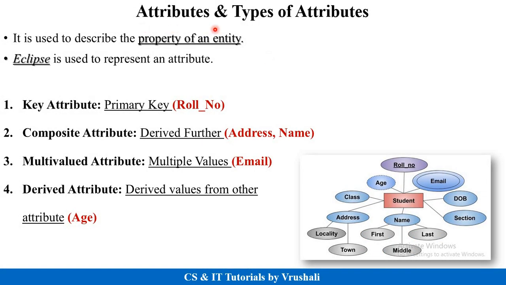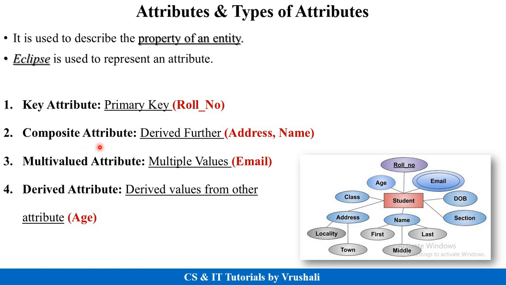Now, attributes and types of attributes. Every entity has its own properties and specifications, which are called attributes. Attributes are represented by an ellipse. First one is a key attribute. Student has a roll number. Roll number is a unique attribute, which is called a primary key. So this is called a key attribute. A key attribute is always represented by an ellipse with an underline.